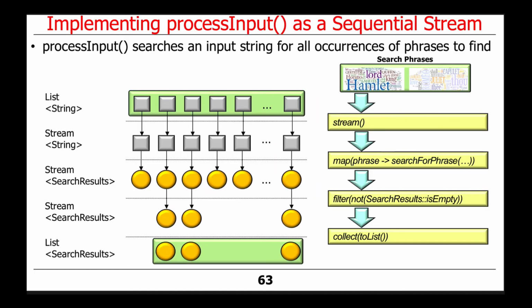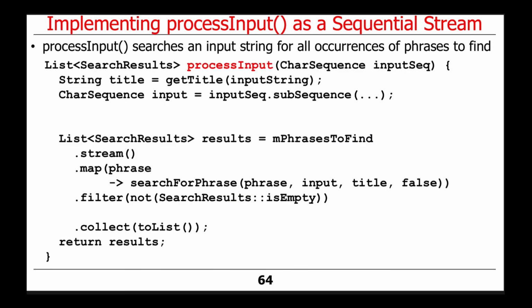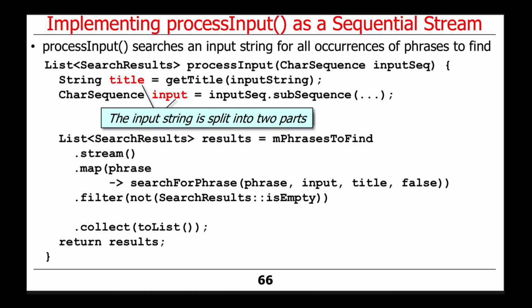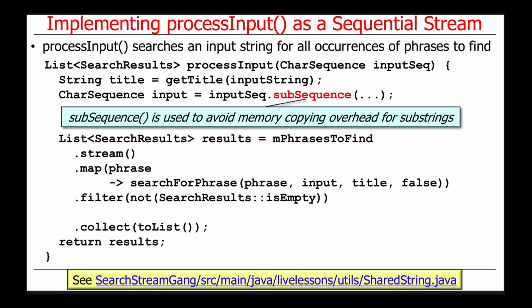Here is process input. If you recall, process input is used to look for occurrences of phrases to find in a given string. And here's what the implementation resembles. You have process input. It takes a character sequence which contains a work of Shakespeare. It splits that character sequence up, and that should be input sequence, not input string. And it creates essentially a title and an input. So the title is like, Hamlet, Tragedy of Denmark, or Macbeth, or whatever. That's the title, and then the rest of it's the actual text for the play. We use subsequence to avoid the overhead of copying strings.